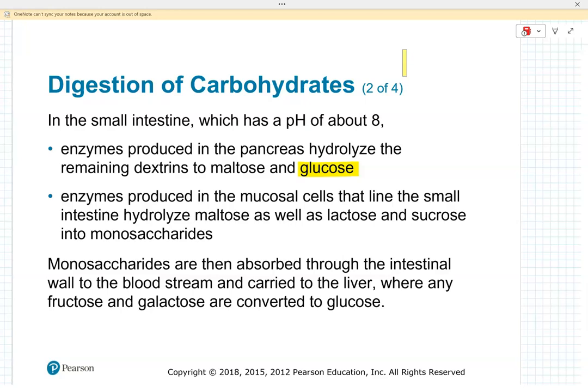Okay? So these monosaccharides are absorbed into the bloodstream and they go to the liver. If it's glucose, well, it's glucose. If it's galactose or fructose, they will be converted to glucose in the liver. Sounds good? Cool.